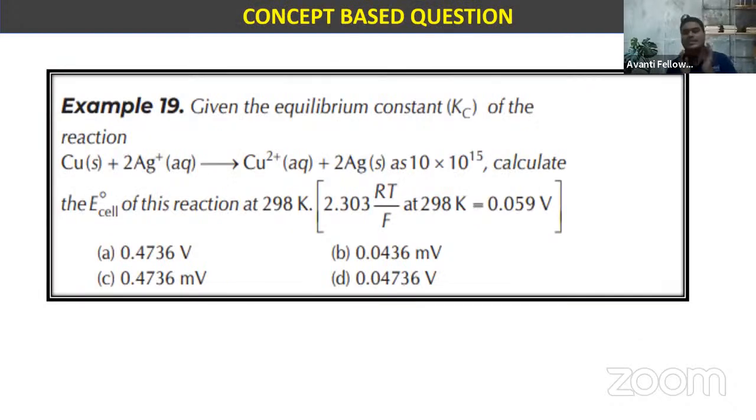Clear? Now, on a similar basis, you are going to solve one more question. Given the equilibrium constant Kc for the reaction, you have to calculate E naught cell for this reaction. You are provided with the equilibrium constant, Kc is already given, for the particular reaction. You just need to calculate the E naught cell for this reaction. Calculate quickly.